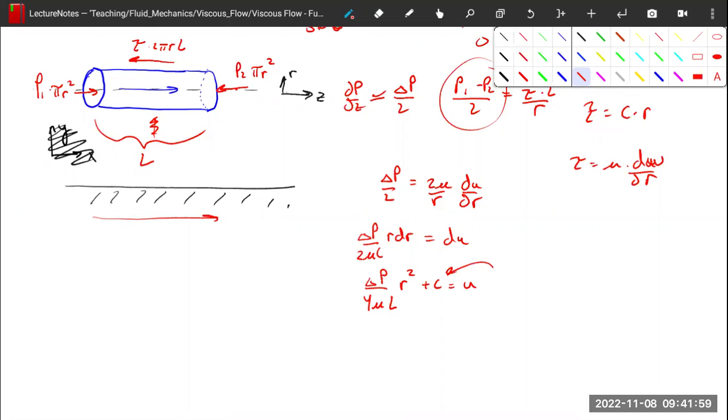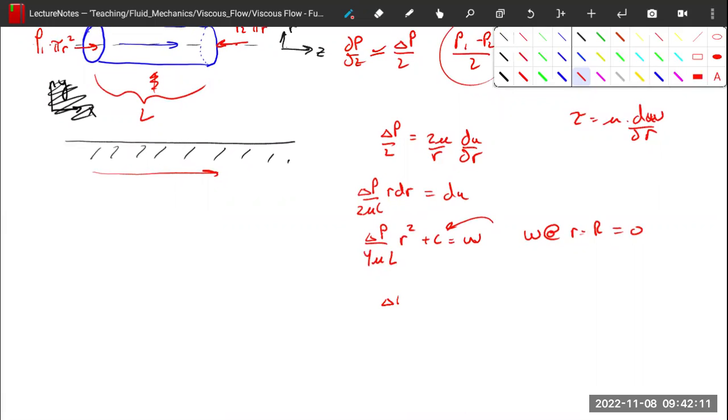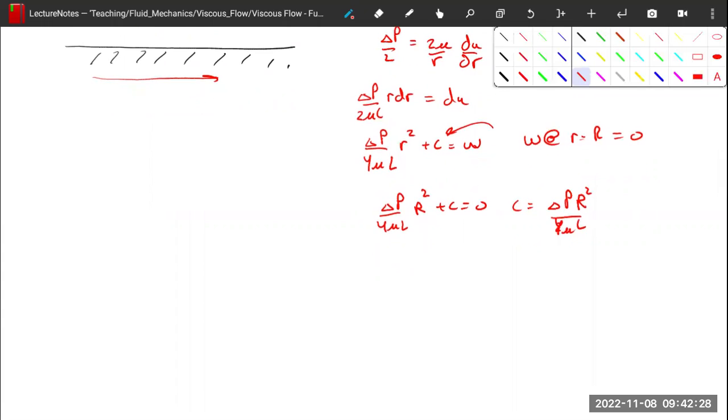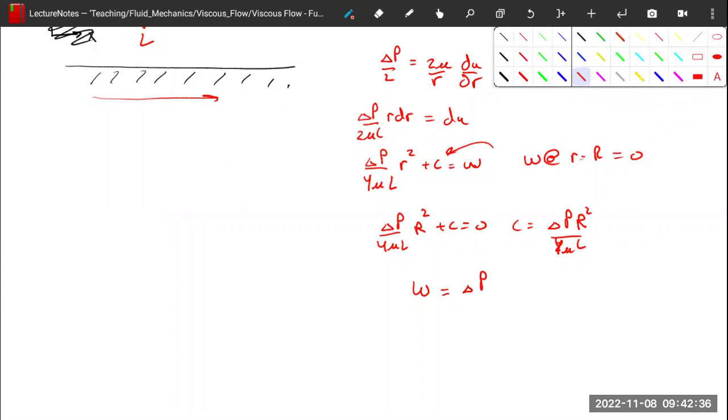Luckily we know that at the wall, where r is equal to big R, w is equal to 0. So if we plug in big R here, we get delta P over 4 mu L big R squared plus C is equal to 0. Therefore, C is equal to delta P big R squared over 4 mu L. And we can rewrite this now as W, our flow in the z direction down our pipe, is equal to delta P over 4 mu L times R squared times 1 minus r over R squared.